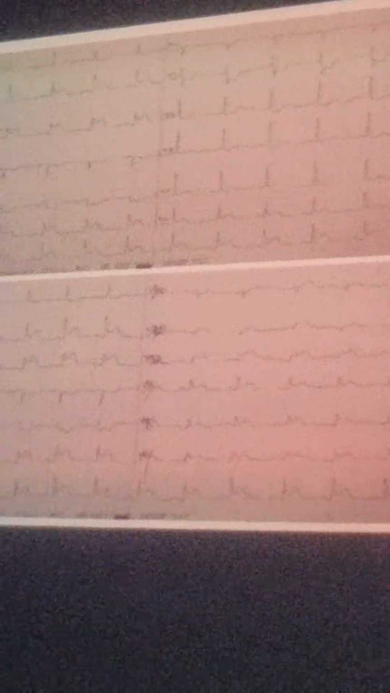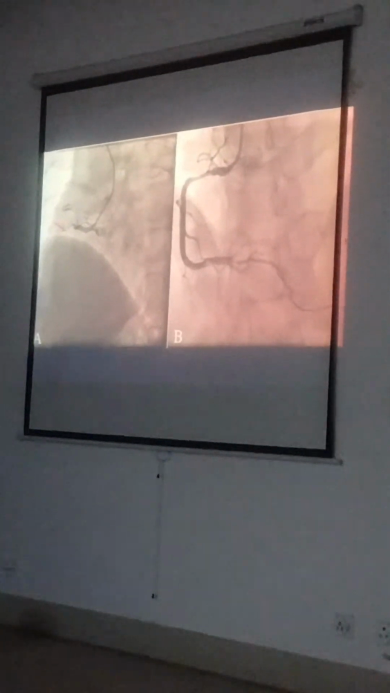And if you can see, the elevation in lead 3 is more than lead 2, then it is a clue that the most probable artery occluded in this case will be the right coronary artery. So we did an angiogram of this patient via right radial approach. Taking a diagnostic catheter, you can see here that there is a total occlusion of the proximal RCA.